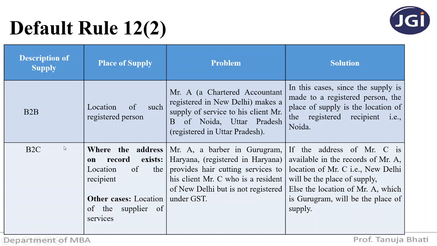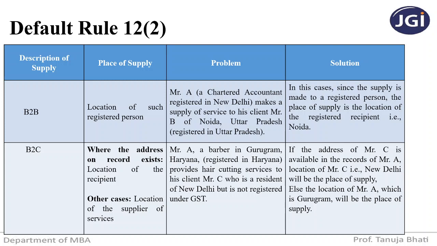Next, we'll see one example for B2C also. Mr. A, a barber in Gurugram, Haryana, registered in Haryana, provides hair cutting services to his client, Mr. C, who is a resident of New Delhi but is not registered under GST. So, a registered person is providing to an unregistered person, which is B2C. Now, the solution can be two. Suppose the address of Mr. C is available in the records of Mr. A, then the location of Mr. C will be the place of supply, that is New Delhi. And if the record is not available, then the location of Mr. A, which is Gurugram, shall be the place of supply.